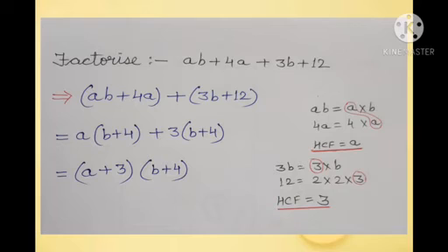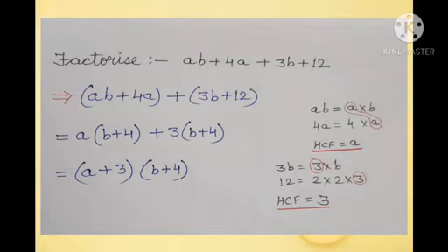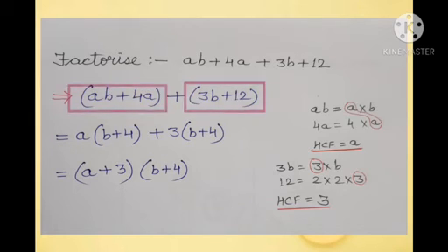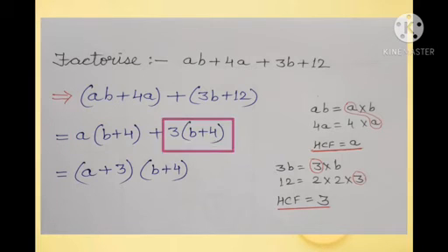Here we see that in all the terms no common factor is there. So we make groups of terms which have common factors. Here ab and 4a have common factor a, and 3b and 12 have common factor 3. So we make the groups ab plus 4a and 3b plus 12. If we take a as common, then b plus 4 is remaining in the bracket, and 3 is common, then b plus 4 is remaining. So we get here a into b plus 4 plus 3 into b plus 4.